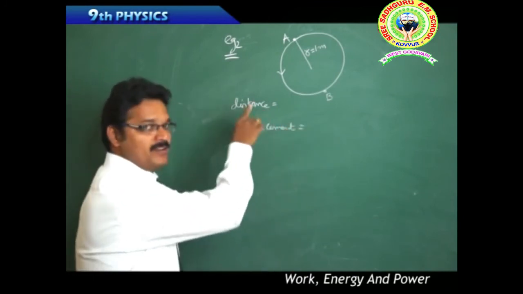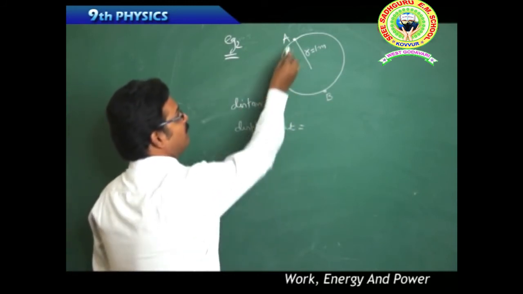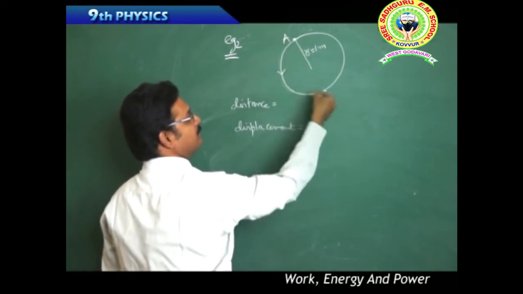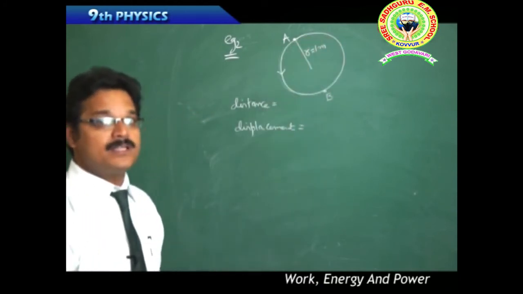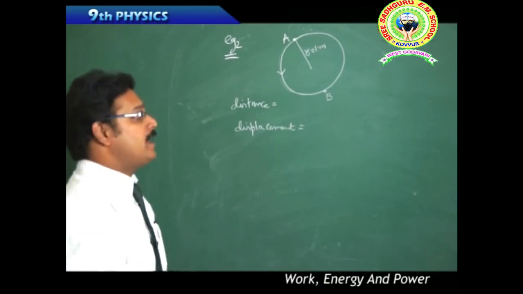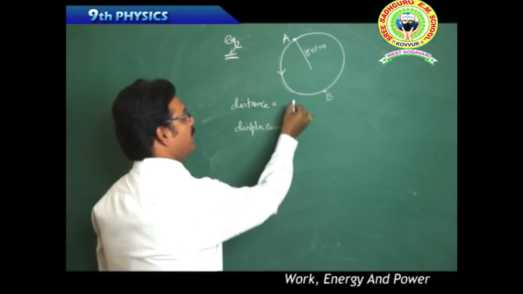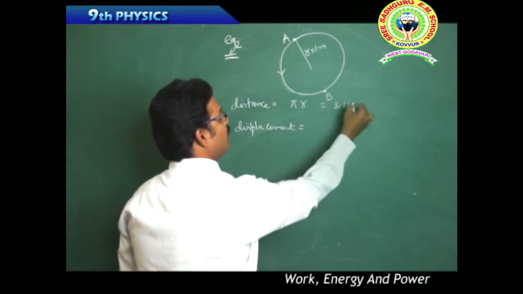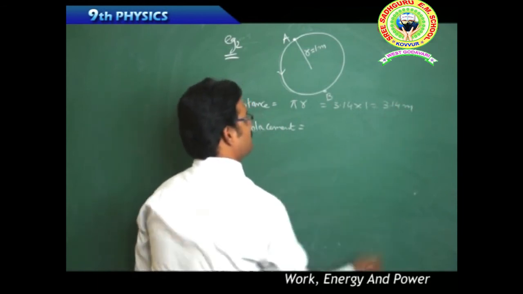So again, apply the fundamental definition. Distance, total path covered. So total path covered from A to B. If you see, this A to B is the semicircle, and the path of the circle is nothing but the circumference of the circle, and the circumference formula is 2 pi r, and AB is a semicircle, so half of the circumference, so it is pi r. And then the pi value is 3.14 into r, the radius, 1 meter, so the answer is 3.14 meters.